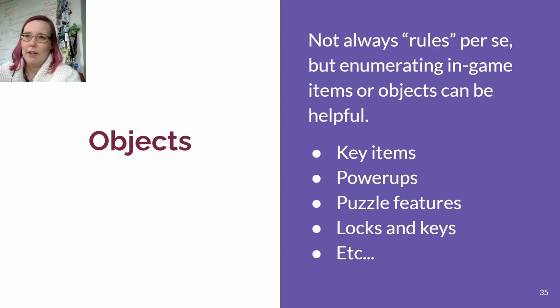And finally, there are objects. These are not rules per se, but just giving me a list, enumerating all of the in-game items or objects, can be helpful. You could give me a short list for your prototype of what all of the key items are going to be that your player has to pick up in order to complete the demo. You could give me a list of, let's say, 3 power-ups and what their effect on the character is going to be. You could tell me what the features of a puzzle are.